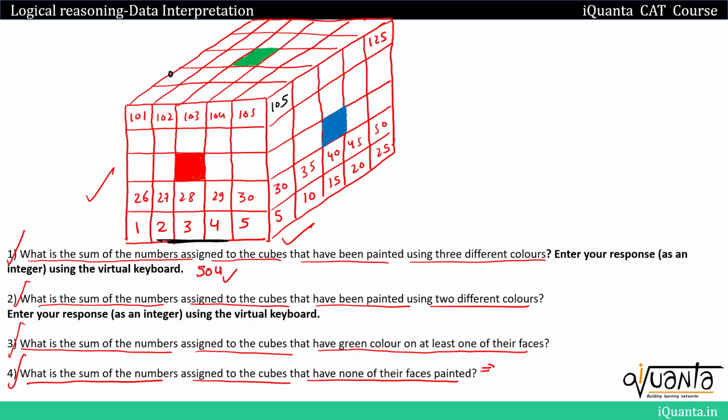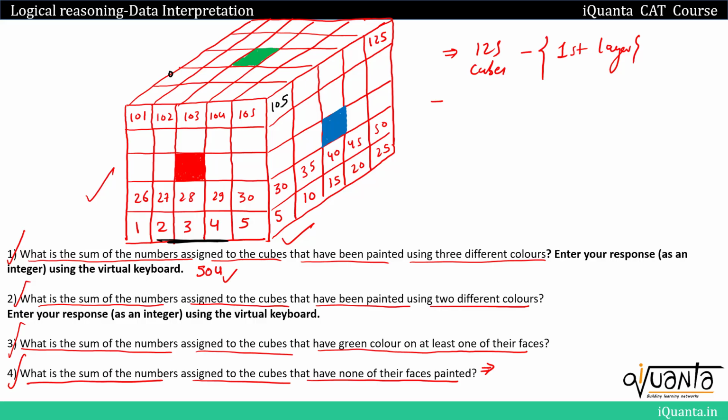So we know that all the cubes that have no face painted, they lie inside the first layer. So what we'll have to do is, we'll have to remove the top layer, the bottom layer, one layer from the left, one from the right, one from the front, and one from the rear face. So what we can do is, if we add the numbers on all the 125 cubes first, and from those I remove the numbers that are on the first layer from each side, left, right, top, bottom, front, rear, then I'll be getting the sum of the numbers that are on the cubes that have no faces painted.